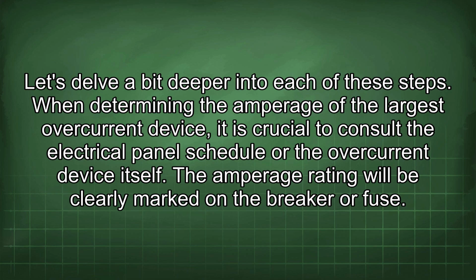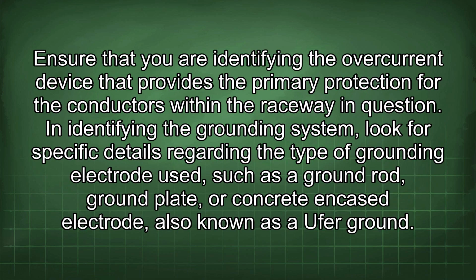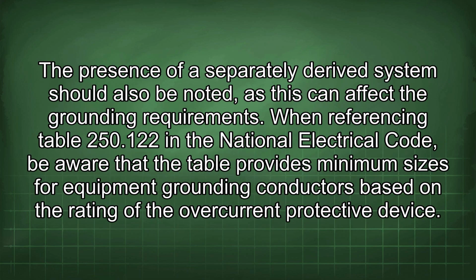When determining the amperage of the largest overcurrent device, it is crucial to consult the electrical panel schedule or the overcurrent device itself. The amperage rating will be clearly marked on the breaker or fuse. Ensure that you are identifying the overcurrent device that provides the primary protection for the conductors within the raceway in question. In identifying the grounding system, look for specific details regarding the type of grounding electrode used, such as a ground rod, ground plate, or concrete encased electrode, also known as a UFA ground. The presence of a separately derived system should also be noted, as this can affect the grounding requirements.